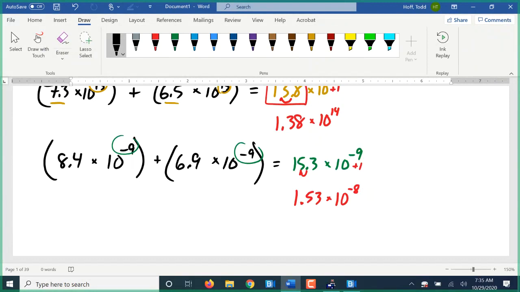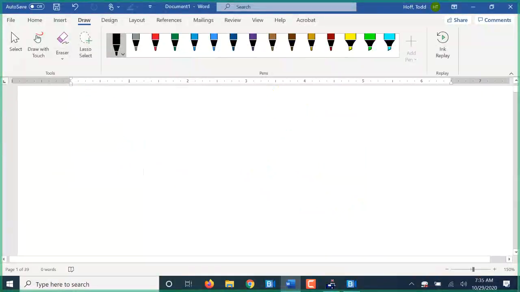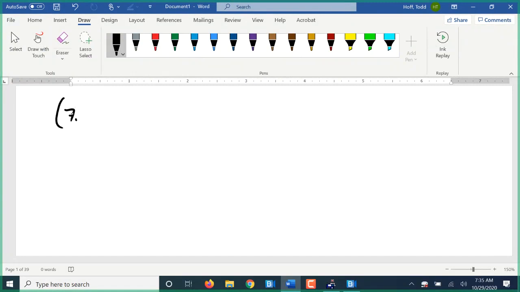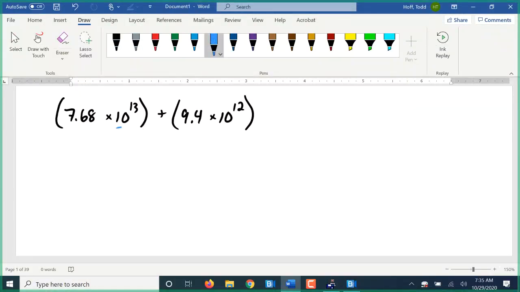What if we start out with two numbers that don't have the same name? What if we have something like 7.68 times 10 to the 13th plus 9.4 times 10 to the 12th. Well, we have different names here, 10 to the 13th and 10 to the 12th. We have to change them to be the same name. Either this is going to have to become 10 to the 12th, or this will have to become 10 to the 13th.